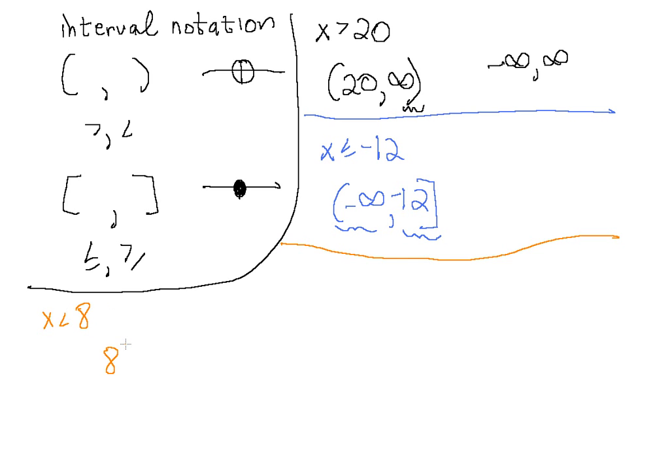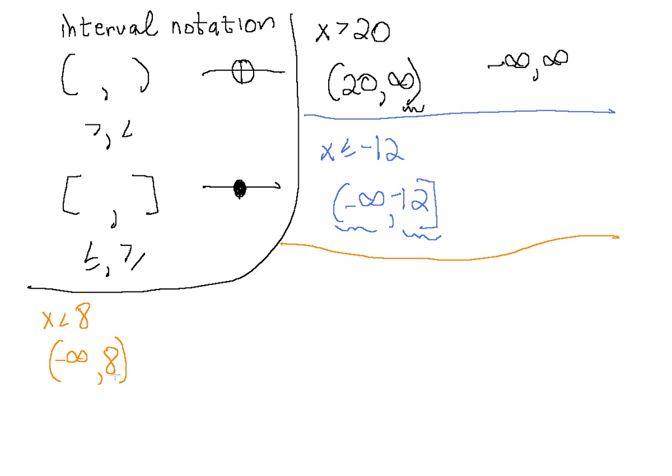So we know 8 is going to be on the right, and we're not including it in our interval because it's just less than. It's not less than or equal to, so we're going to place a parentheses around this. Now we want the numbers that are less than 8, so we're going to move from left to right, and we're going off in the negative direction. So we're going to exclude negative infinity, but negative infinity is in our solution interval. So this is the interval notation for x is less than 8.